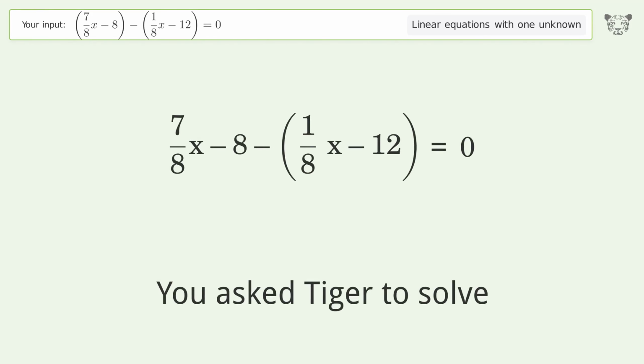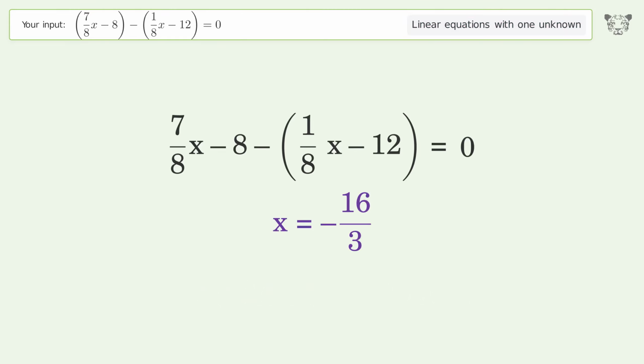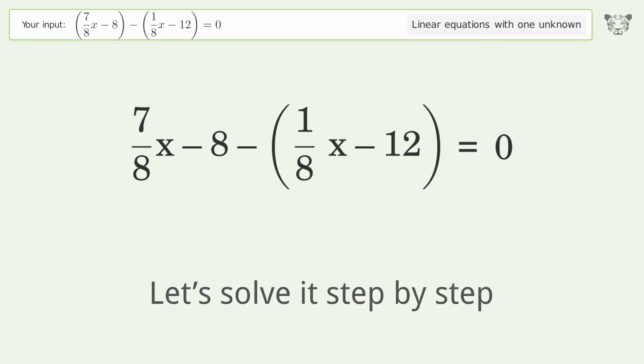You ask Tiger to solve. This deals with linear equations with one unknown. The final result is x equals -16/3. Let's solve it step by step.